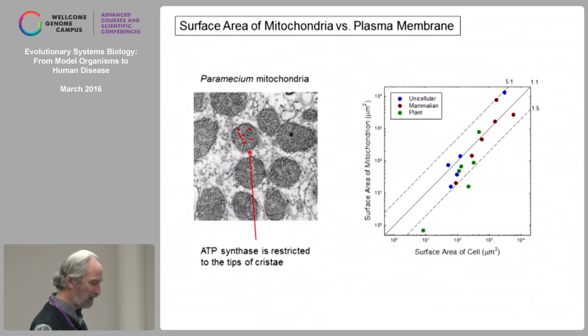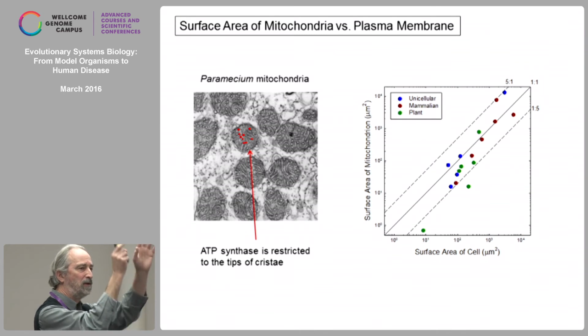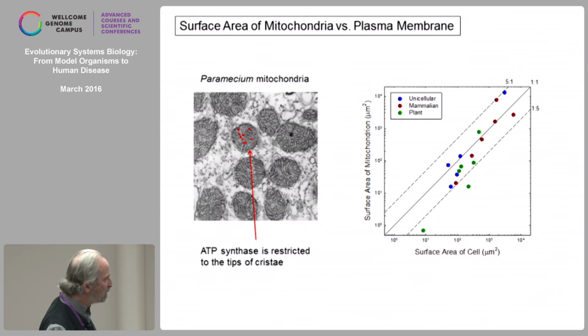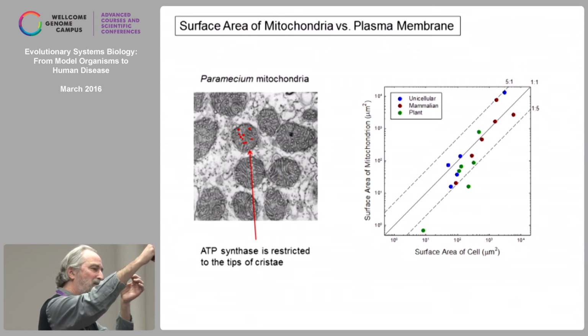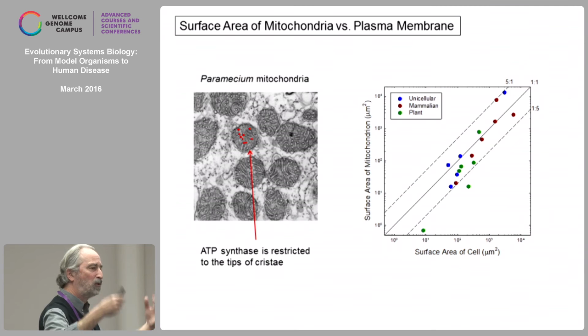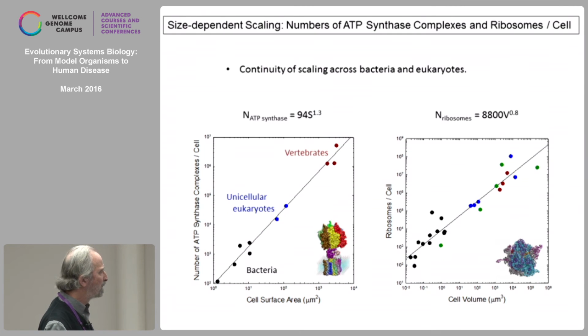But it gets worse than that, because it turns out eukaryotic cells don't use all the membrane to put their ATP synthases. You've all seen these iconic views of the mitochondria with all these invaginations. Well, the ATP synthases just sit on the ridges of the cristae inside mitochondria. So most of the membrane is not being used for the residence of ATP synthase.